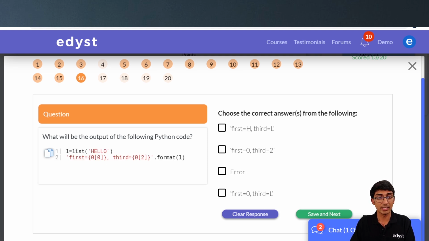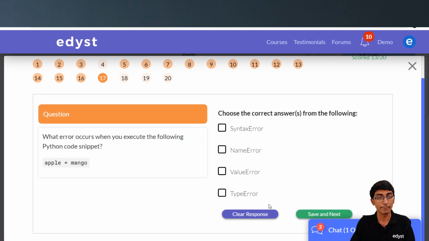List L is equal to list hello. It's going to convert hello into a list, so it's going to be H E L L O. And now what you're supposed to do is dot format L. L is a list which has as its elements H, then E, then L, then L and O. 0 of 0 means take the first argument, which is L, take L of 0. L of 0 is H, comma, then you take L of 2, which is L. So it becomes first is equal to H, third is equal to L.